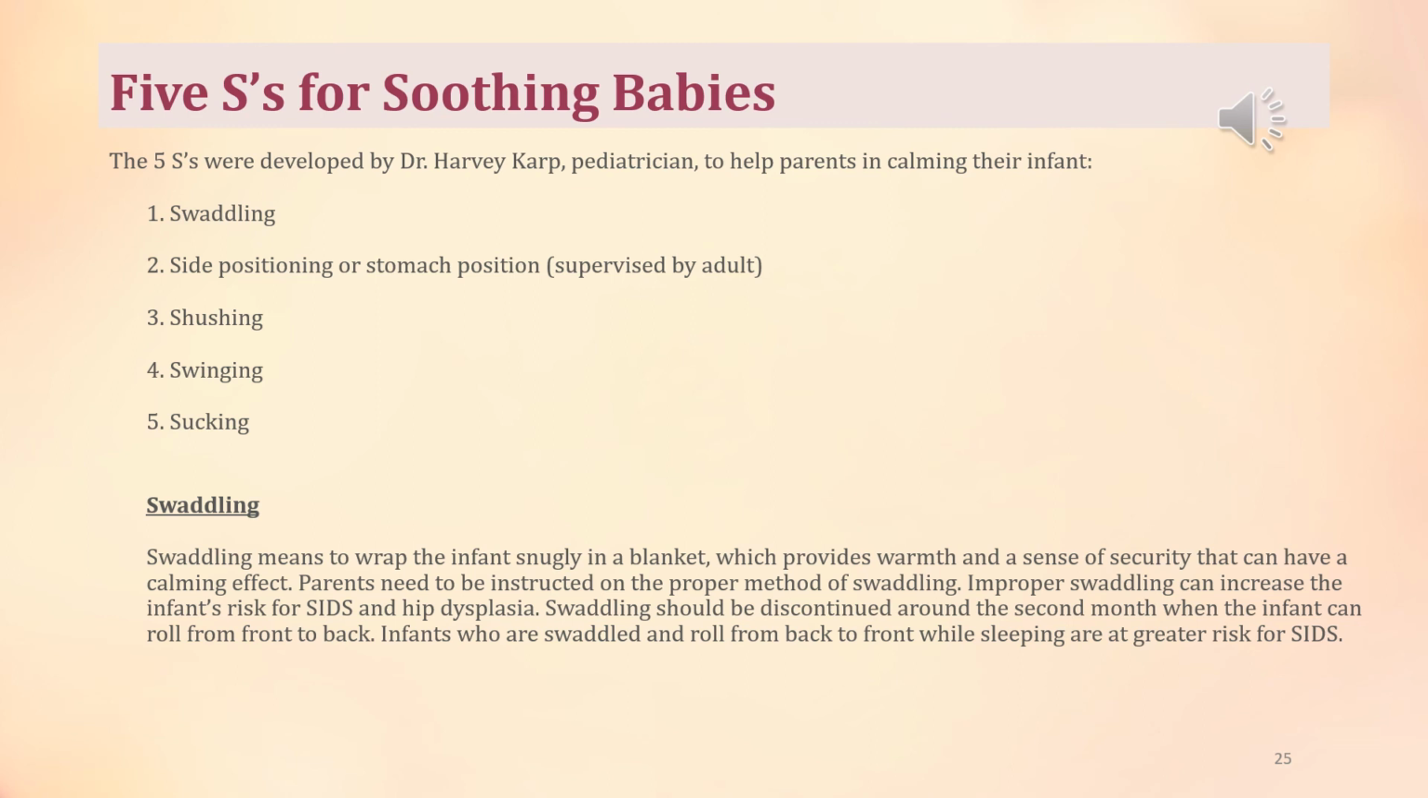So lastly, there are 5 S's for soothing babies. This is just a way of trying to remind mom or dad or significant other of how we can soothe baby if you have a fussy baby. So you can swaddle baby. You can put baby on its side or stomach, but only if you're there as an adult. Shushing the baby, by that I'm saying holding the baby and going shh, shh, shh, shh. You're just making that noise.